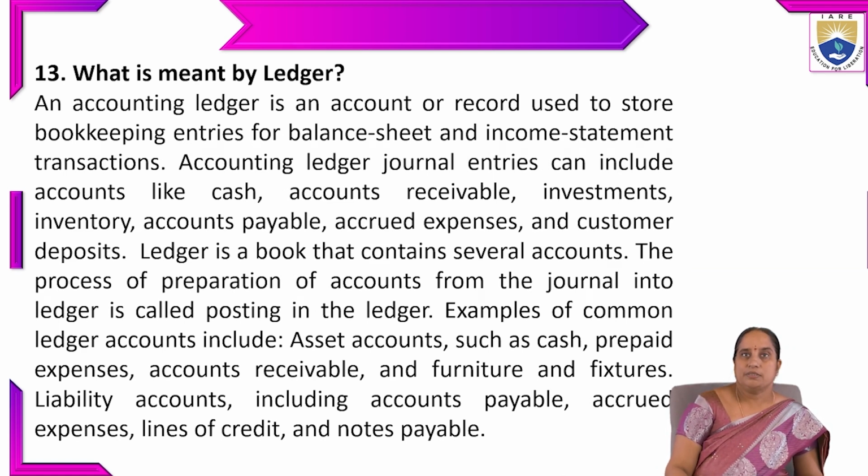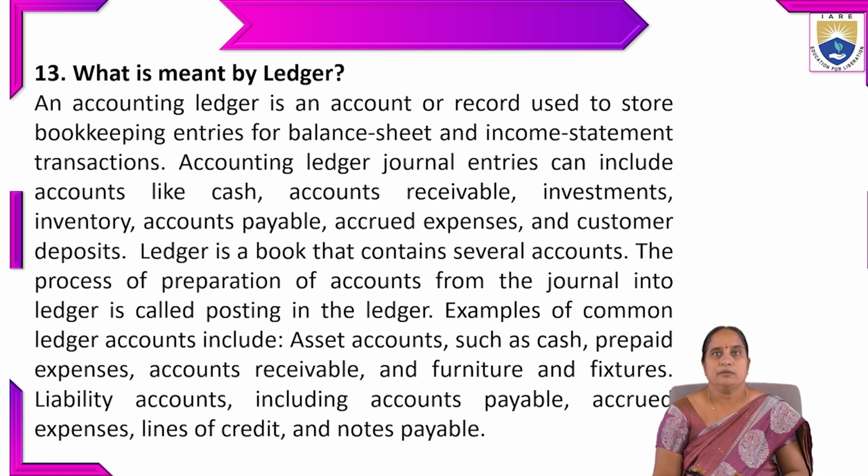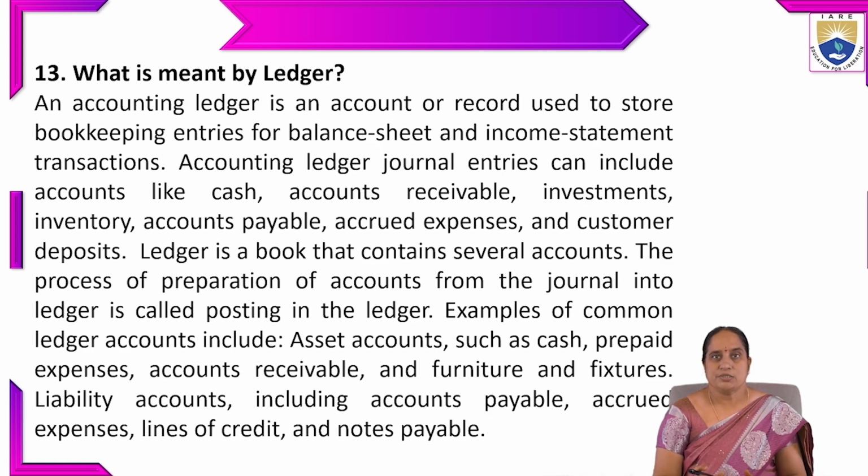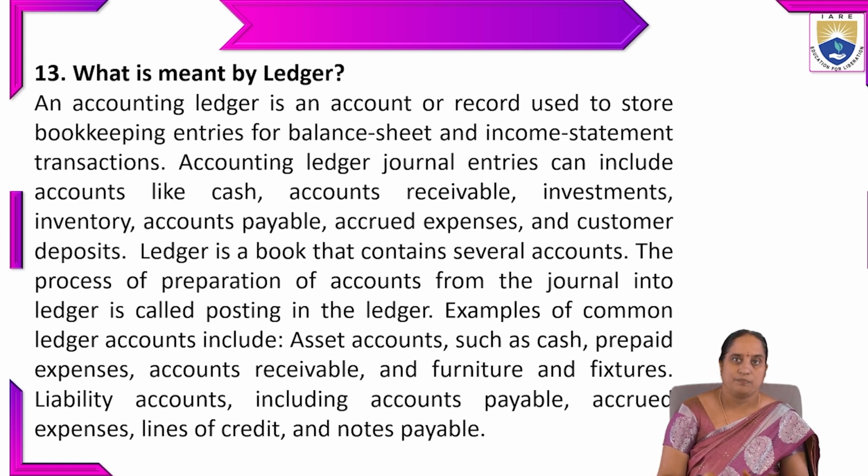An accounting ledger is an account or record used to store bookkeeping entries for balance sheet and income statement transactions. Accounting ledger journal entries can include accounts like cash, accounts receivable, investments, inventory, accounts payable, accrued expenses, customer deposits. Whereas ledger is a book that contains several accounts, the process of preparation of accounts from the journal into ledger is called posting the ledger.